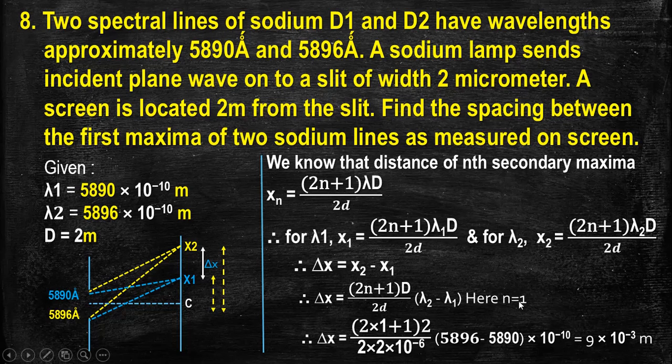If you put n equal to 1 and the value of lambda 2 and lambda 1 here, then the answer will be 9 into 10 to the power of minus 3 meter.